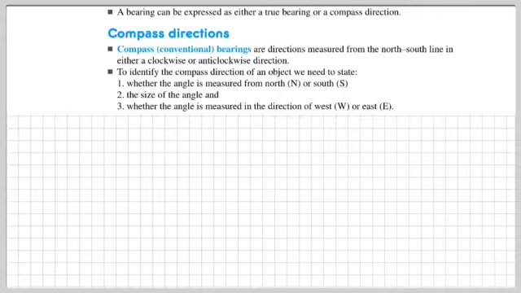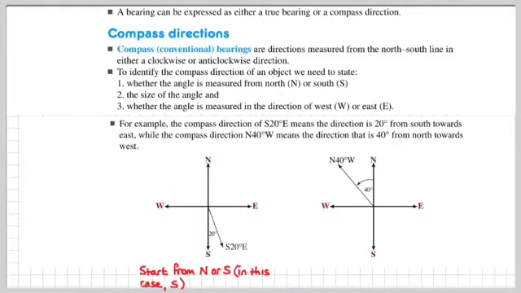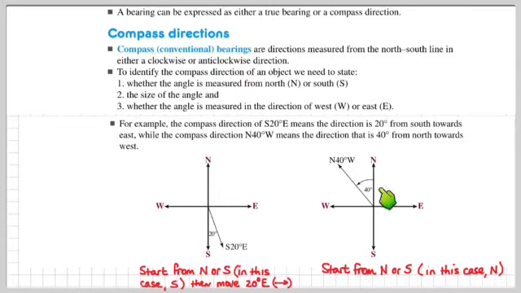If I draw you a little picture here, I think you will understand more clearly how this goes. For example, the compass direction south 20 degrees east means that the direction is 20 degrees from the south, then towards the east by 20 degrees. So we're measuring it from a reference point of the southerly direction, and then we're moving 20 degrees to the east.